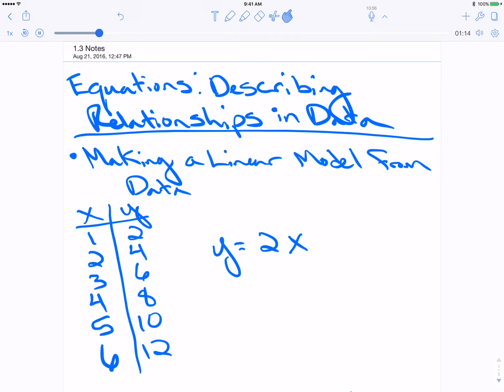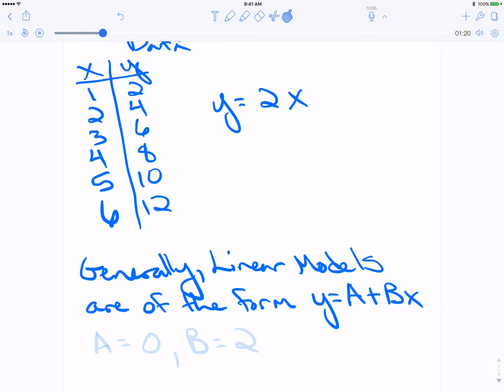Generally speaking, our linear models are going to be of the form y equals some a value plus some b value times x. Now, in the example that I just gave you, y was equal to 2x, and so that means that a was equal to 0 because there's nothing being added, and b was equal to 2.